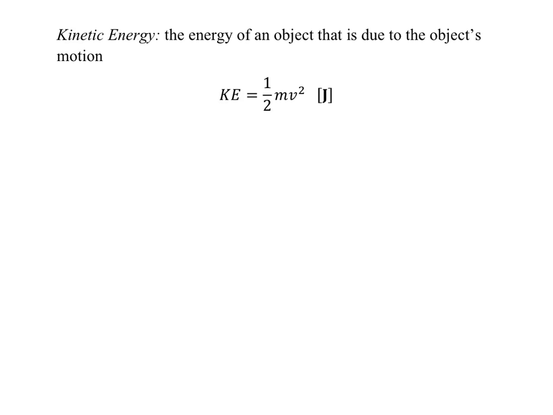But mass and velocity are both important things to determine the amount of kinetic energy. So when we think about this, an object can have high kinetic energy because of two reasons. It could have a high mass or it could have a high velocity.